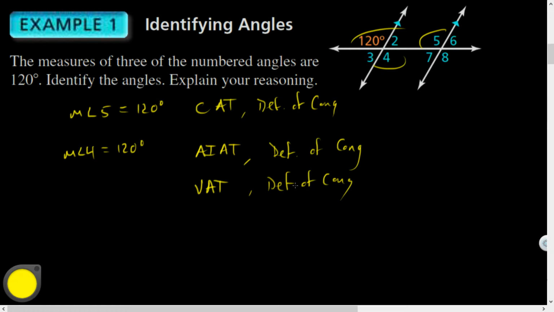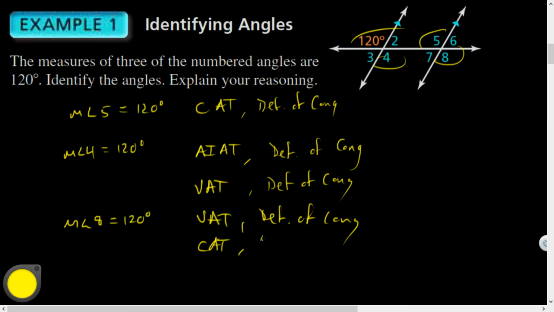And then lastly, what is the last angle that's 120, Emmett? Angle 8. And how might that be verifiable? Yep, so since we know 5, we could use that and then def of congruence. Or corresponding angles with 4 and 8. Man, I was just going to write cap, but it's CAT. Def of congruence. And what's another way I could do it?